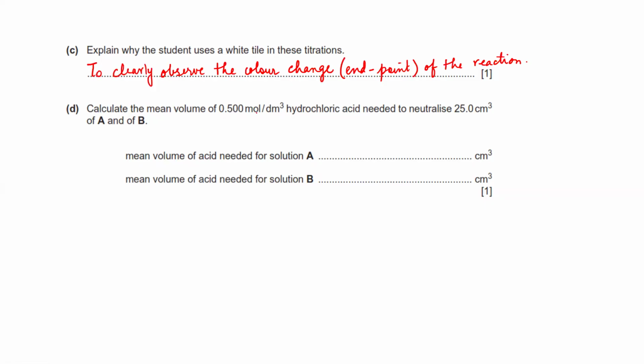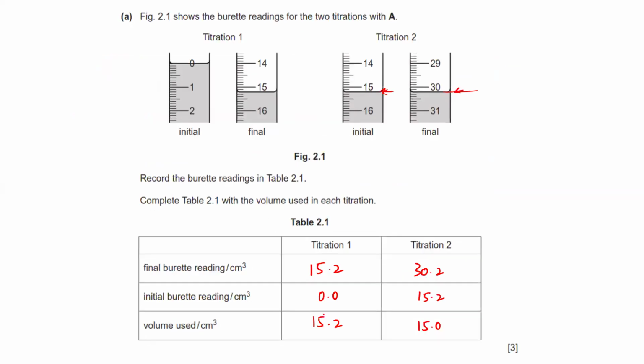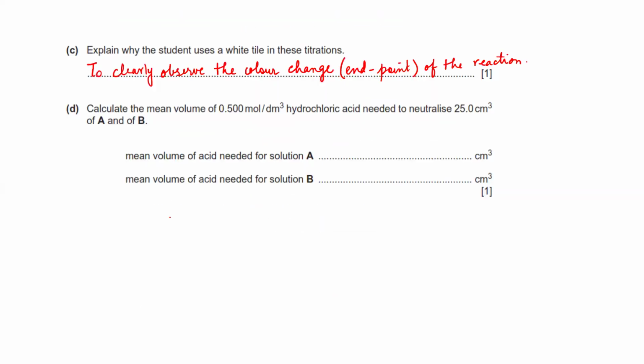Okay. Then part D says calculate the mean value of 0.5 mole per decimeter cube HCl needed to neutralize 25.0 centimeter cube of A and B. Remember, for A, we have 15.2 and 15.0. So you have to calculate the mean. This becomes 30.2 and you have to divide it by 2. This comes out to be 15.1. So A is 15.1 centimeter cube.